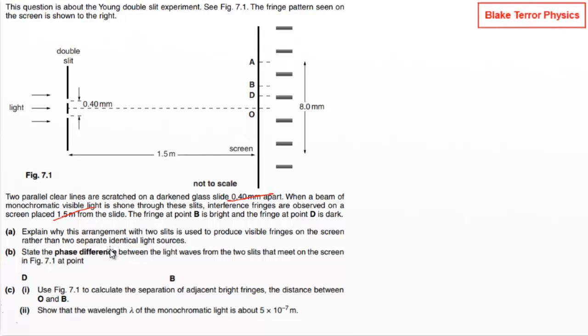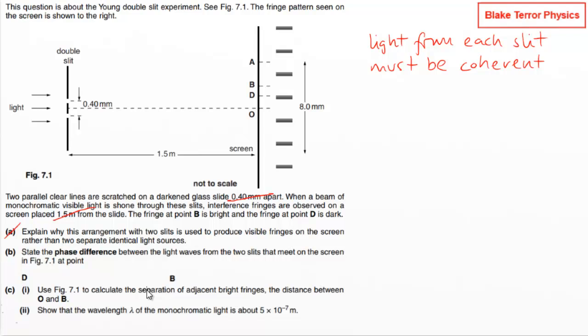rather than having 2 separate identical light sources, is that we want the light from each source, from each slit, to be coherent. So that's what you put down in order to get your mark on this one. And it's not untrue, at least in the context of the classical waves and optics that we're doing. I mean, that's fine. There's just a few things that are worth unpicking about that. But I'll do B and C first, then come back to it.